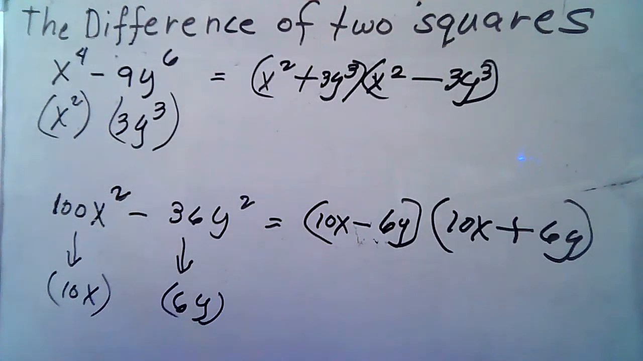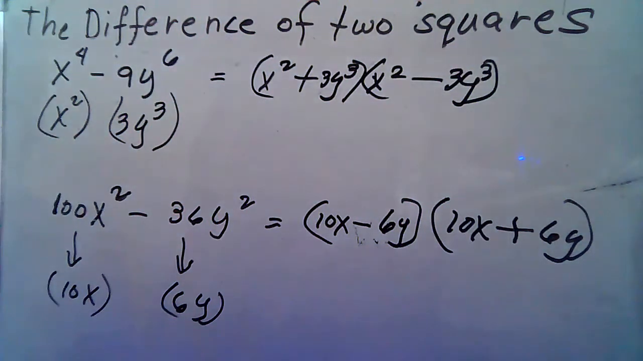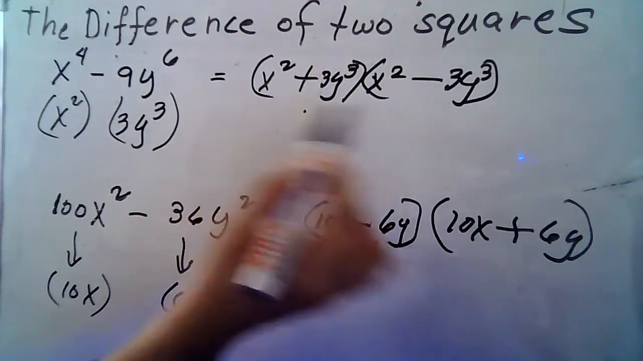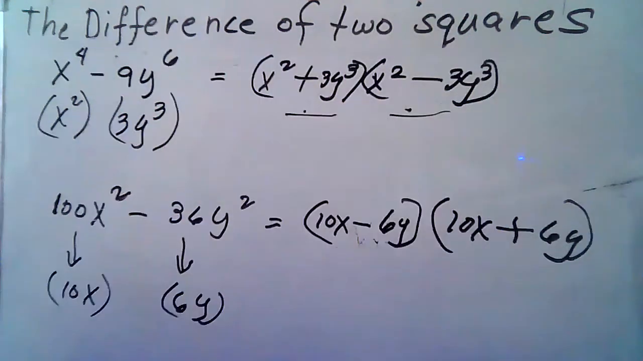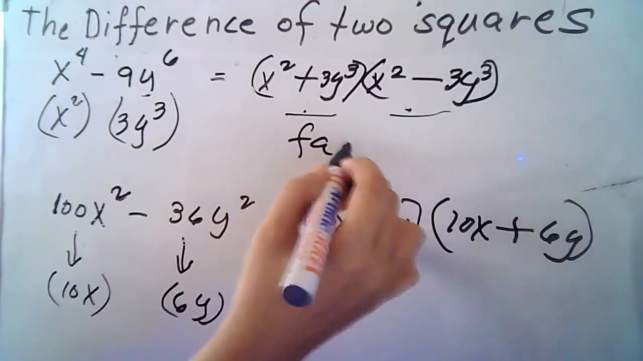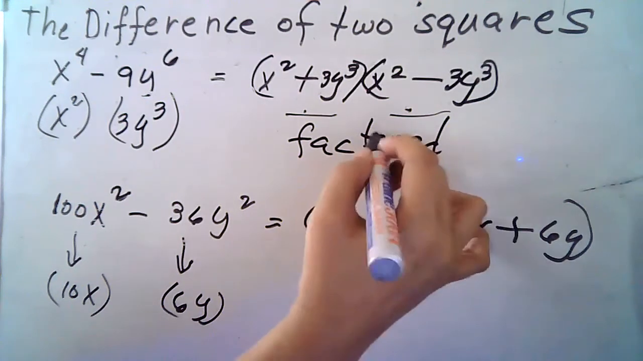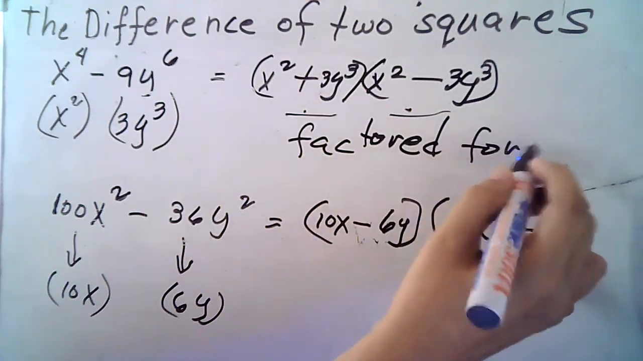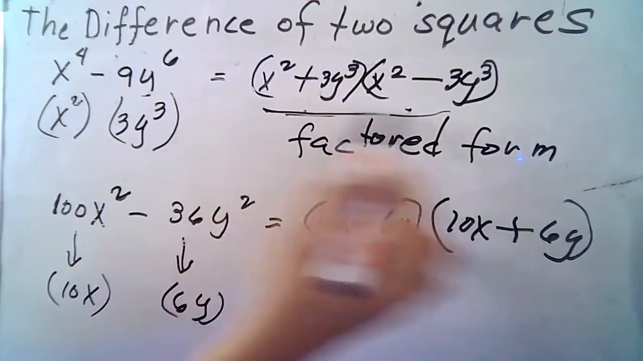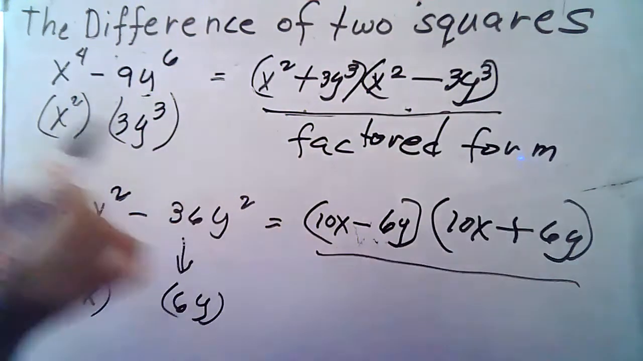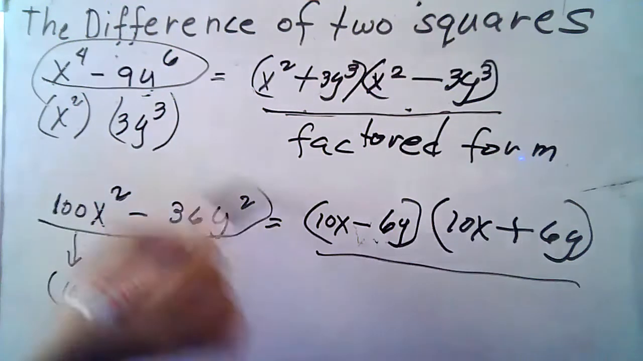Okay, so therefore we conclude that the difference of two squares can be factored as the product of two binomials. Okay? All right. So this is the factored form for each of the binomials.